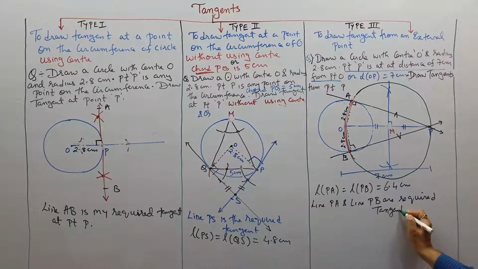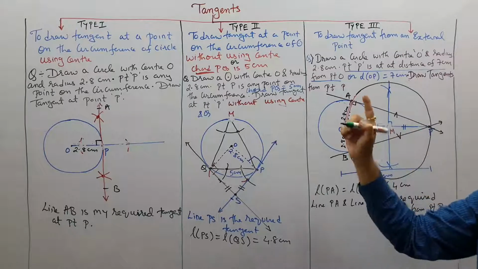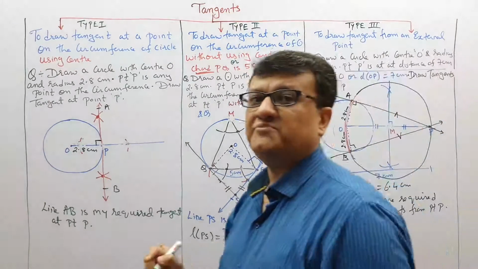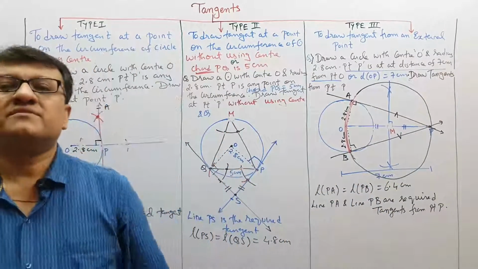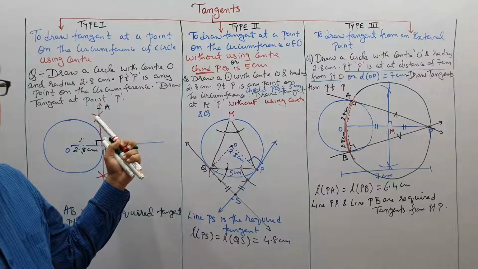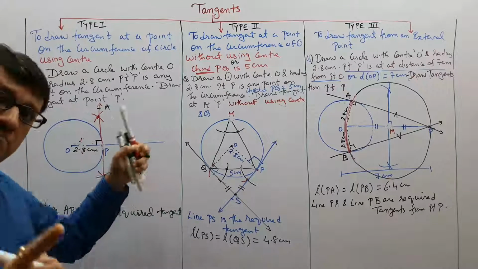From point P. Children, this is what type 1, type 2, type 3 is all about. What is type 1? Drawing a tangent at any point on the circumference using the center. If nothing is mentioned, by default it is type 1.